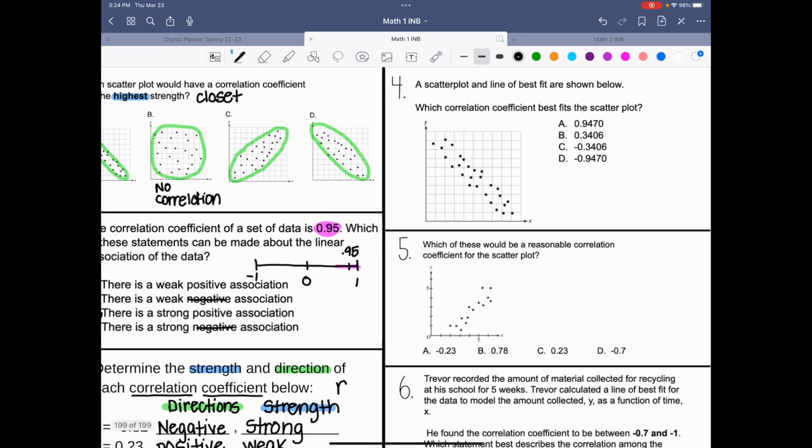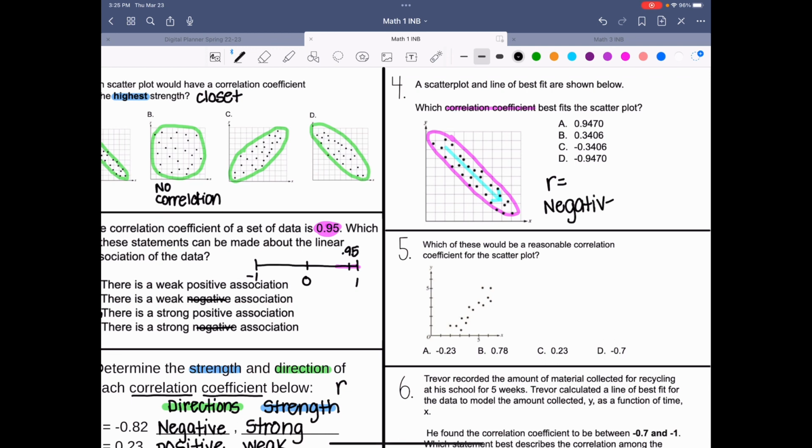All right, so looking at number 4. It says I have a scatter plot here. That's what this is called, a scatter plot, when it's all clustered dots like that. And it says, which correlation coefficient best represents this data? So if we think about this, these are clustered together and they're going down, in the negative direction. So I know that I have to have a negative correlation coefficient, a negative R.